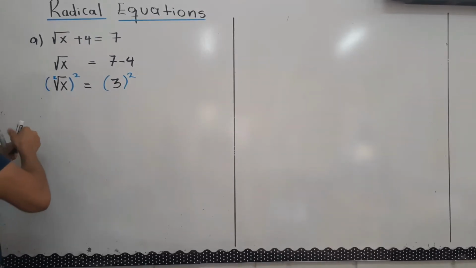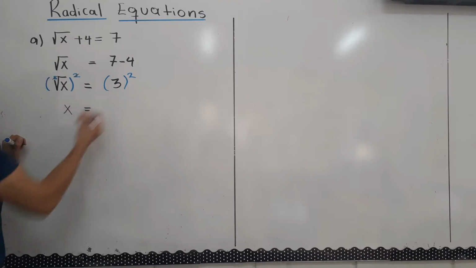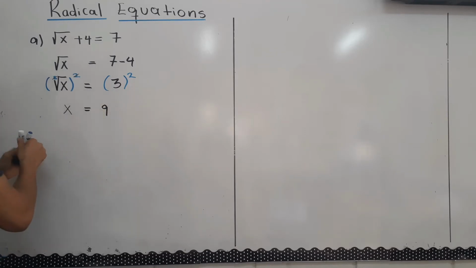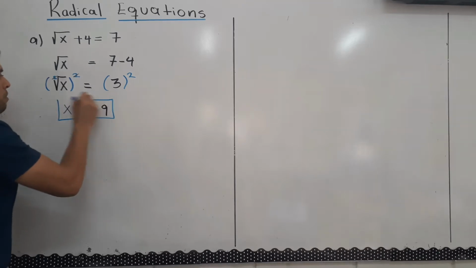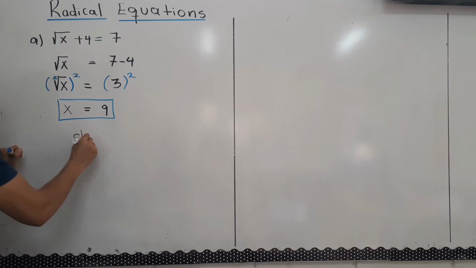Then you're going to cancel 2 and 2. Then the x is going to be out. Then 3 to the 2 is, 3 times 3 is 9. So the value of x is 9. But remember, these exercises are equations, and every equation can be checked. So I'm going to do the check of this to see if that solution is right.